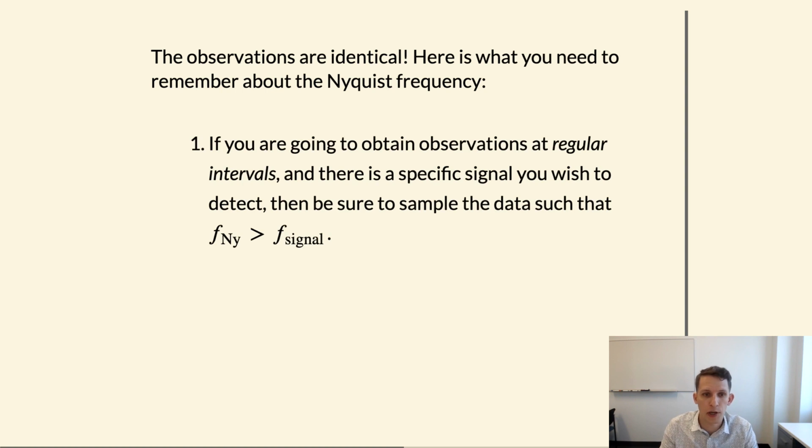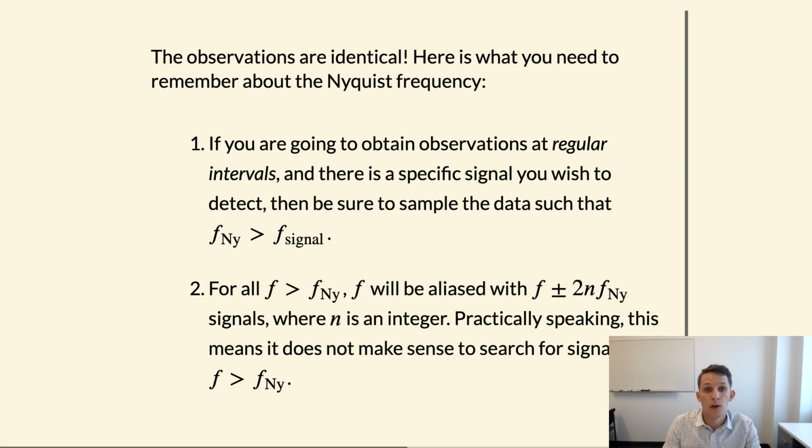If you're going to obtain observations at regular intervals, and that part's important, so every 30 seconds, every 24 hours, whatever your measurement interval is, and there's a specific signal that you wish to detect, then be sure to sample the data so that the Nyquist frequency is greater than the frequency that you are hoping to detect. For every frequency that is greater than the Nyquist frequency, f will be aliased with f plus or minus 2n times the Nyquist frequency, where n is an integer.